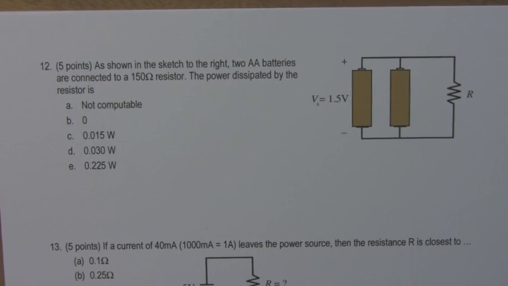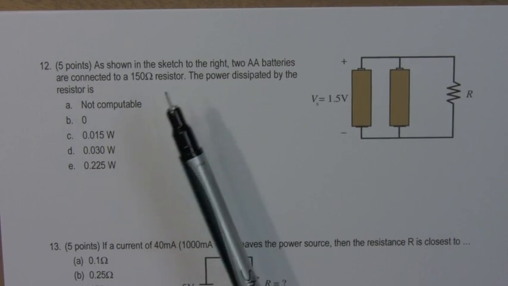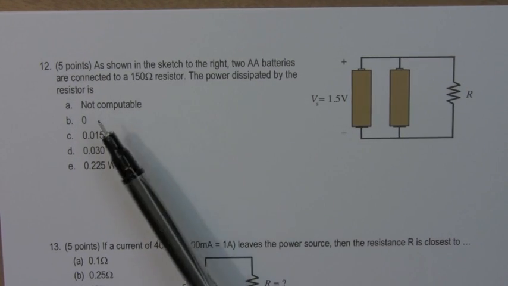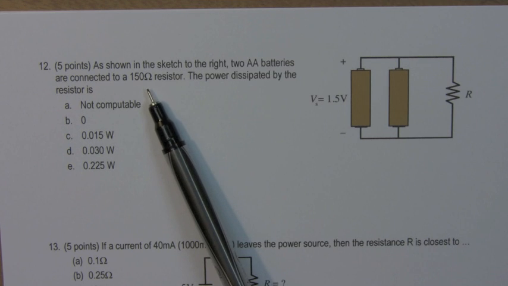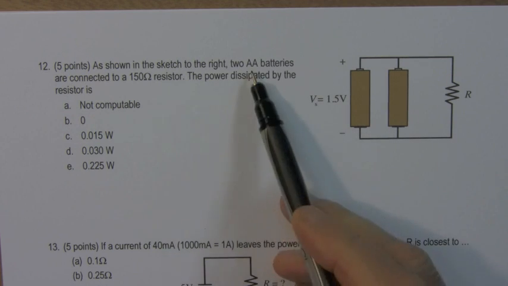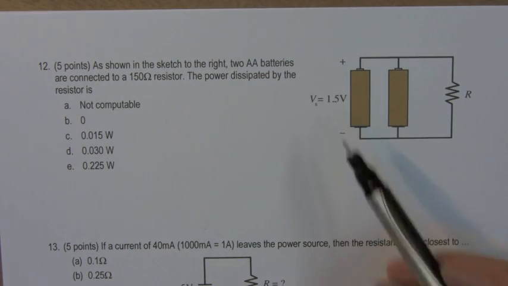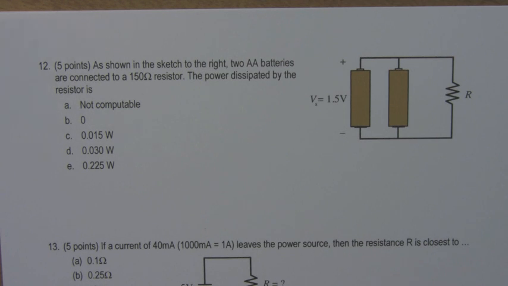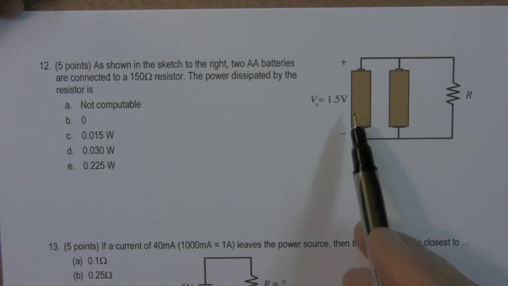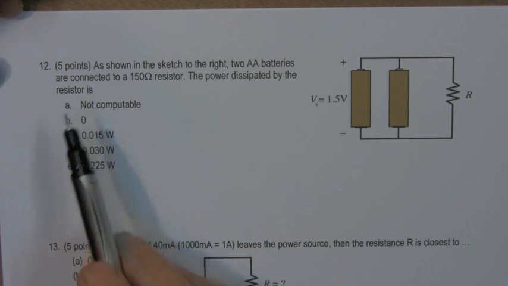Problem 12. There's a sketch of two batteries in parallel. It says, as shown in the sketch to the right, two AA batteries are connected to a 150 ohm resistor. The power dissipated by the resistor is something. In some versions of the test, AA batteries were not given, and you were just given a voltage source, so you needed to know that the AA battery is 1.5 volts. Let's take this as known. The power dissipated by the resistor.